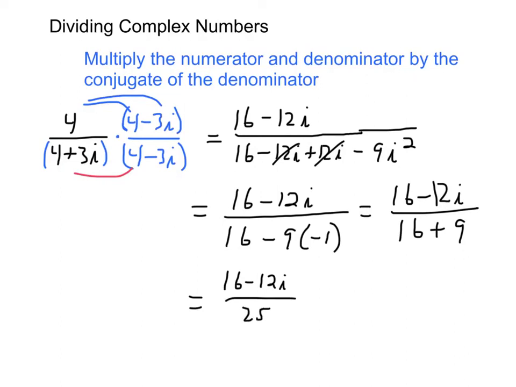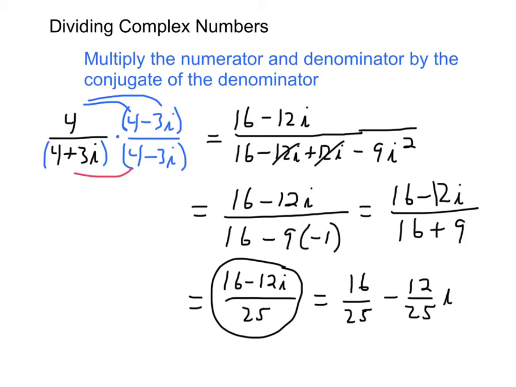And sometimes we'll leave our answer like that. But you can also break that up into two separate fractions and do 16 over 25 minus 12 over 25 times i. And the only advantage to breaking it up and writing it like that is because now you can see it's in the form a plus bi. So it's another complex number. When it's in this form, it doesn't quite look like a plus bi, but over here it does. So sometimes we'll expand all the way out to this point.